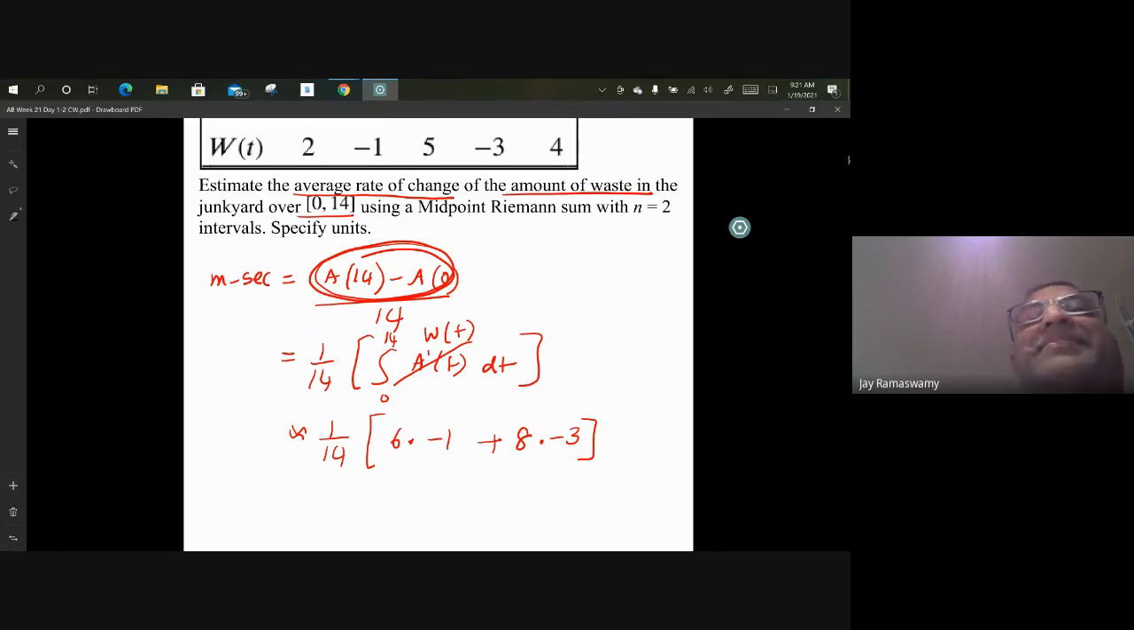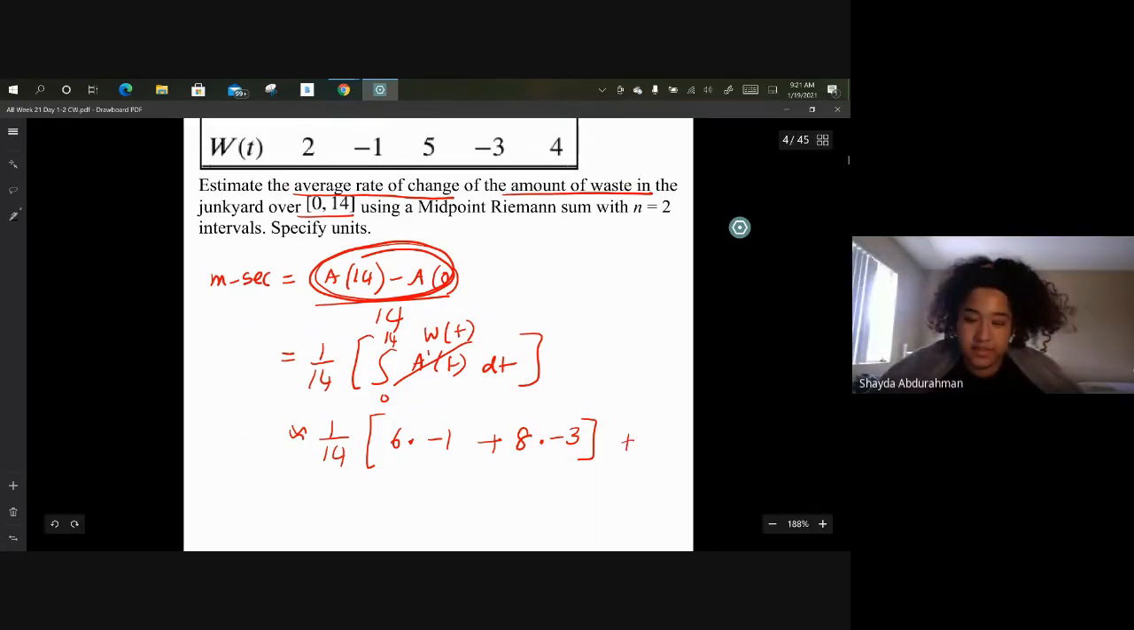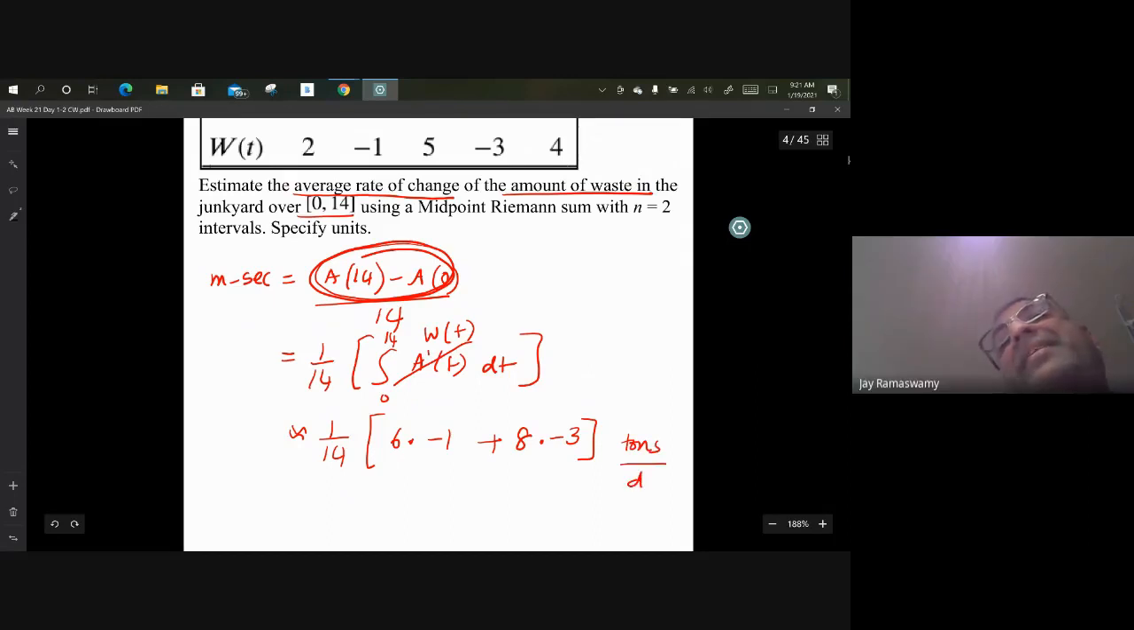Units. Tons per day. It's like dA over dt. It's amount on top, time on the bottom. We subtracted 2 amounts on the top, we subtracted 2 times on the bottom. Therefore, the units are tons per day.